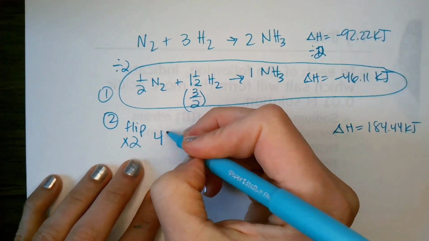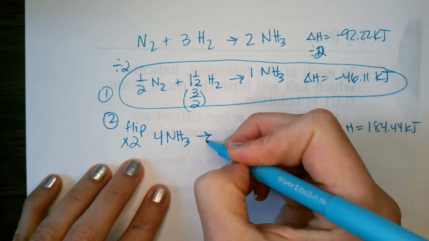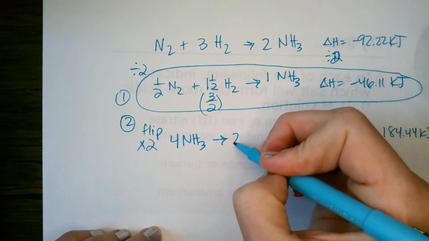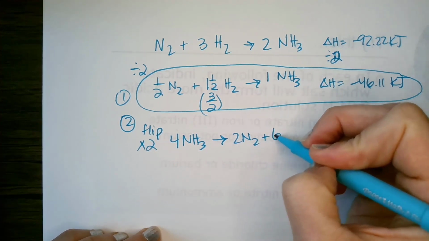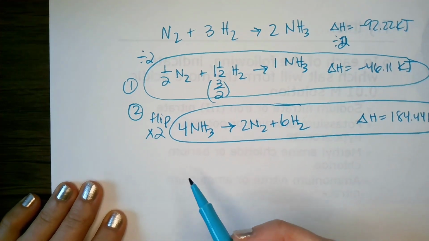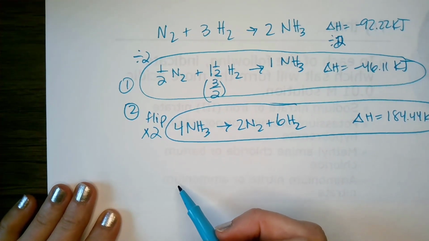Now let's flip this. So I've got 4NH3 decomposing. We got to times this each by 2. So 2N2 plus 6H2. That should be my second thermochemical equation.